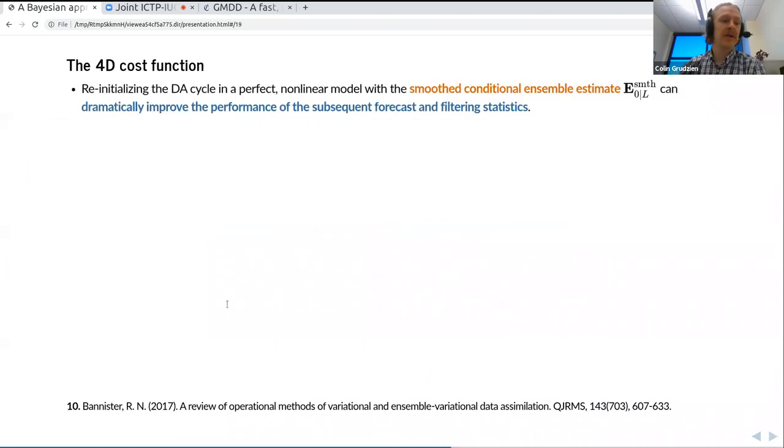And particularly if we wanted to actually reinitialize a DA cycle in the perfect nonlinear model that we're implicitly considering with the smooth conditional ensemble. That is, if you had an ensemble representing our uncertain initial data, a sample of a lot of different prior values, but where we've smoothed it by conditioning on observations up to a much later time, initializing with such an ensemble can dramatically improve the performance of the subsequent forecast and filtering statistics.